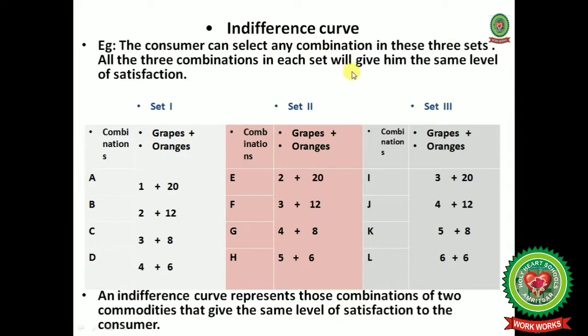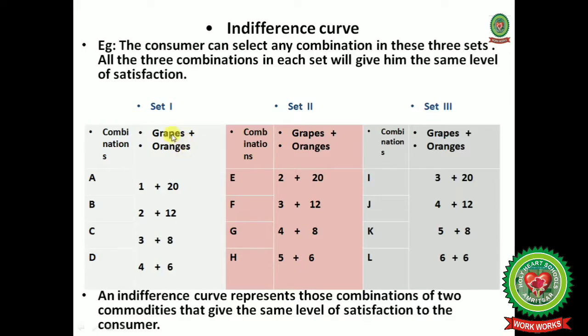Indifference curve. Let's understand the indifference curve with the help of an example. The consumer can select any combination in these three sets, set 1, set 2 and set 3. In each set there are grapes and oranges, and in the third set also there is a combination of grapes and oranges. All the three combinations, set 1, set 2 and set 3, will give him the same level of satisfaction within each set. An indifference curve represents those combinations of two commodities that give the same level of satisfaction to the consumer.